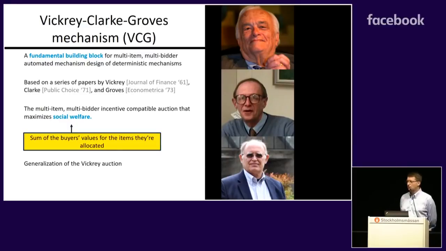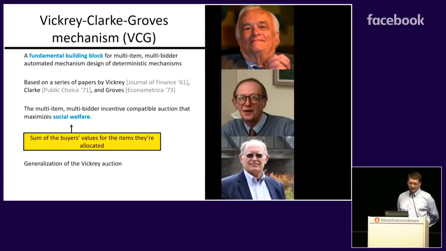Ellen mentioned the Vickrey auction. This is the multi-item generalization of the Vickrey auction. It's a fundamental building block for multi-item, multi-bidder automated mechanism design of deterministic mechanisms, as you'll see. So now, when we're optimizing in this class, we are optimizing over deterministic mechanisms because they're practical, because we know how to do it, and so forth. Some of the theory that we'll show later in this tutorial, actually all of the theory, applies to randomized mechanisms as well, but for now I'm just going to talk about the deterministic mechanisms.